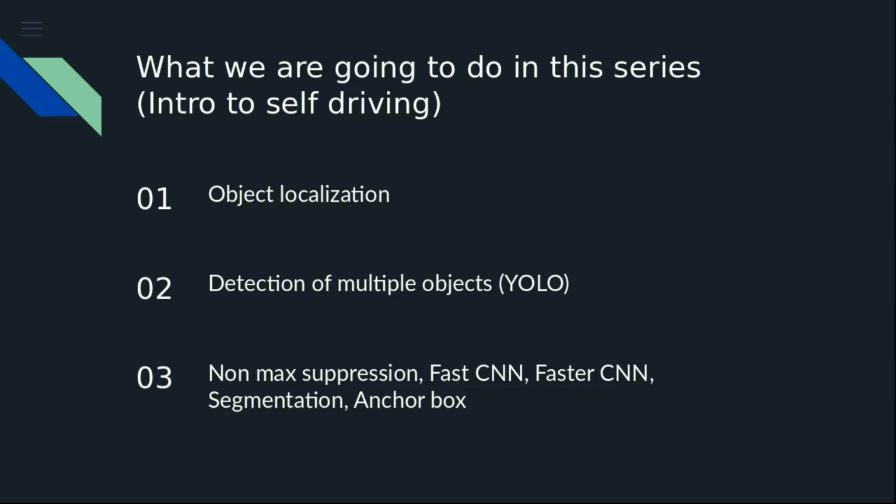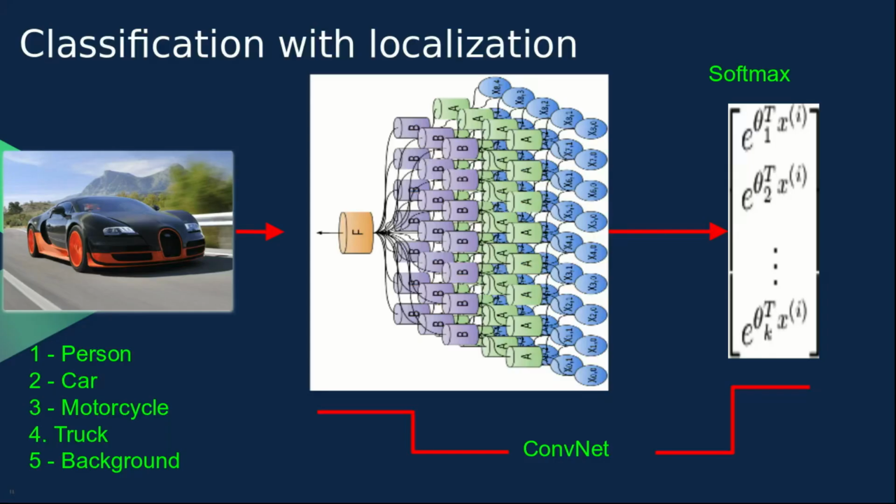There are other methods also, like Fast R-CNN and the improved version, Faster R-CNN, in which we do segmentation and then we use the convolutional implementation that we'll discuss later in this series. So let's start by talking about classification with localization by convolutional implementation.